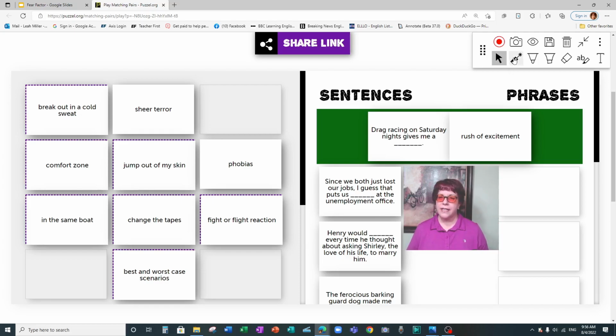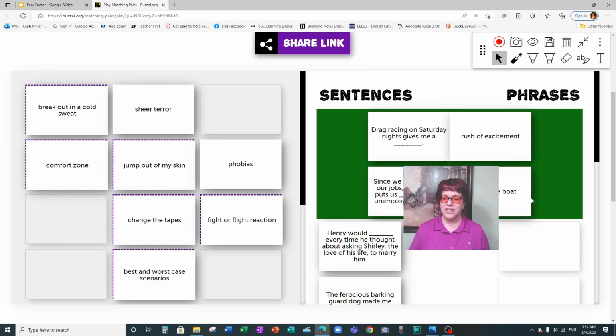Okay, let's try the next sentence here. Since we both just lost our jobs, I guess that puts us blank at the unemployment office. So you've lost your job, or we've lost our jobs. In order to find a new job or to collect unemployment insurance, we would have to go to the office, some kind of government office. That's what that means here. We're both in the same kind of situation. Do you remember the expression for that? Yes, and there's even the word same here, so you probably guessed that pretty easily. So we're in the same boat. It puts us in the same boat at the unemployment office.